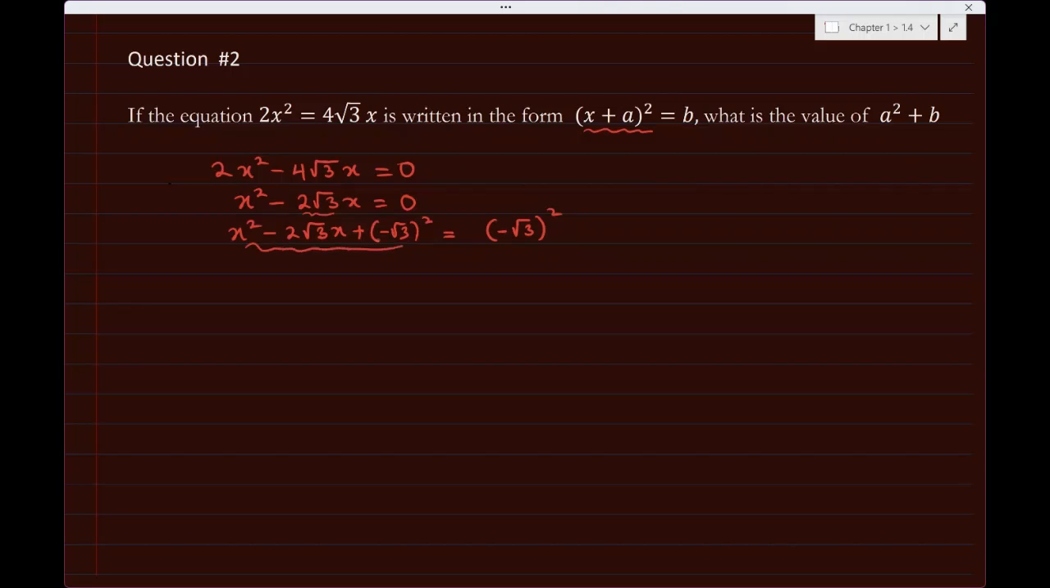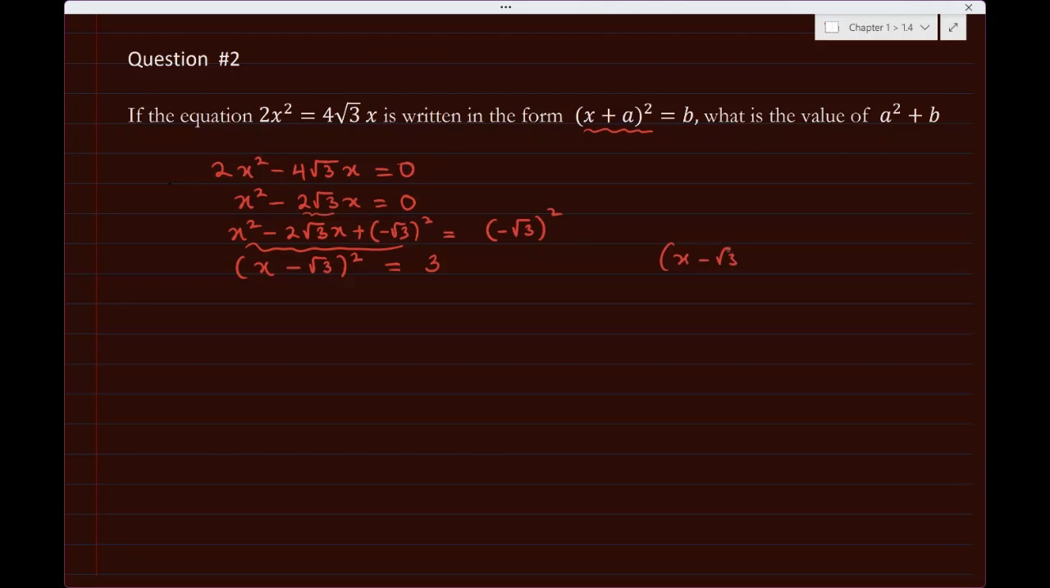Now, the whole of this is the same thing as what? (x minus root 3) all squared equals y. The right-hand side is just going to be minus, so root 3 squared, which is just 3. Okay. Now, if you try to expand this, x minus root 3 all squared, definitely you will come back here.